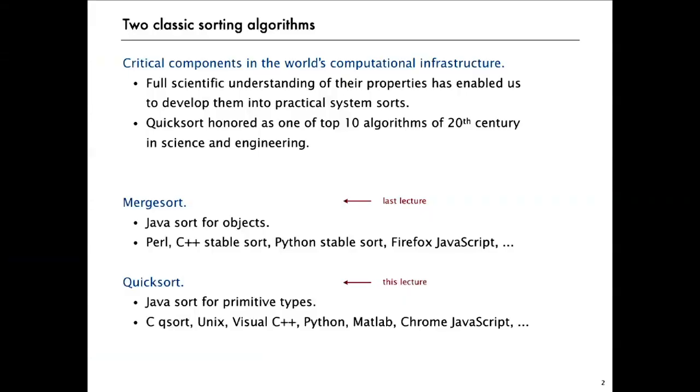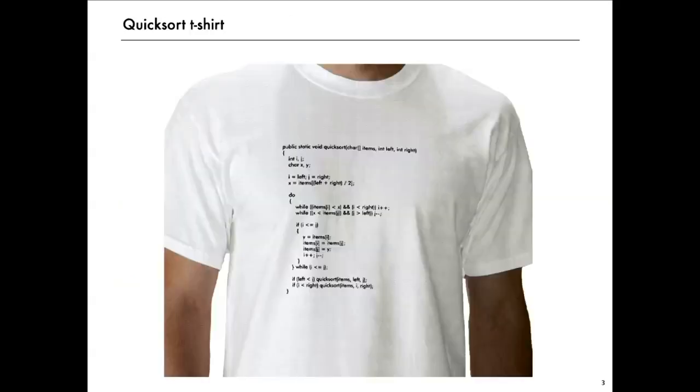That was named as one of the most important algorithms of the 20th century and is widely used for system sorts and many other applications. Last lecture we looked at merge sort, another classic sorting algorithm that's used in many systems, and today we're going to look at Quicksort, which is used in many others. You can even get a Quicksort t-shirt nowadays.